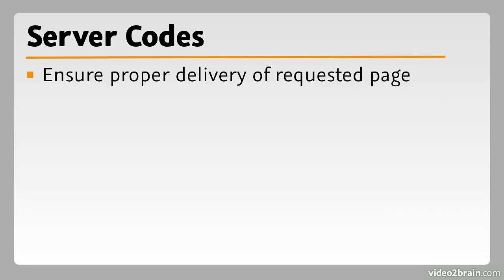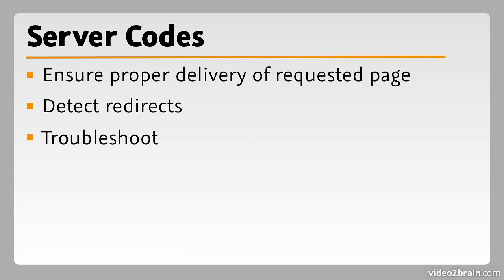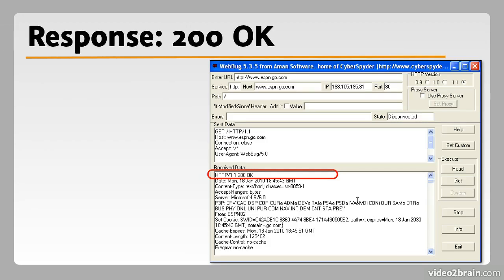Now, one of the ways I use server codes is I want to make sure that the requested page that I want is being delivered the right way. Also, if there's a redirect happening, that helps us understand if the page is being seen properly by the search engine. It's one of those troubleshooting tools that you absolutely need to have. I like using a software program called WebBug because I type in the page that I want. And if I see in the received data the 200 OK, that means that the search engine, or WebBug, which acts like a search engine, was able to find the page just fine.